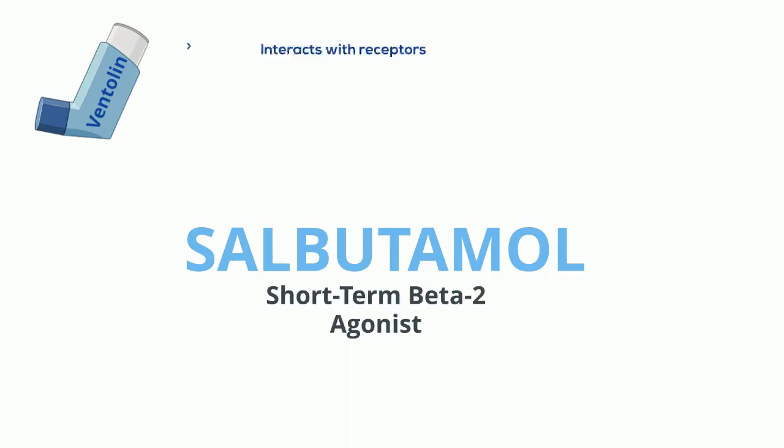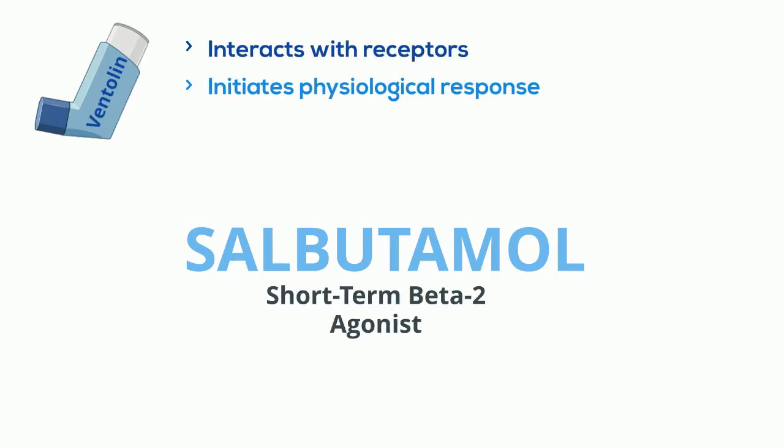When you think of asthma medications, you probably think of a Ventolin inhaler. Ventolin or salbutamol is one of the most common treatments given for asthma management. Salbutamol, a type of bronchodilator, is a short-acting beta-2 agonist. Salbutamol is classed as an agonist as it interacts with G-protein-coupled receptors to initiate the physiological response of bronchodilation, further preventing bronchoconstriction for up to 4 hours.